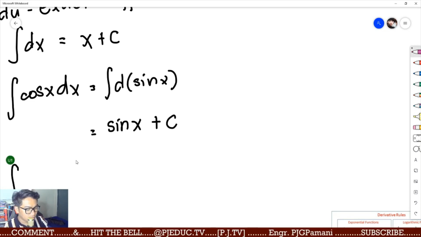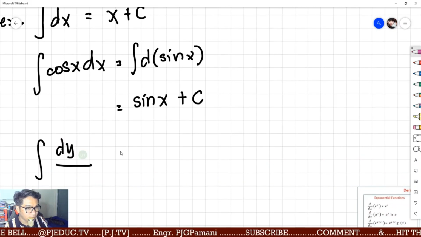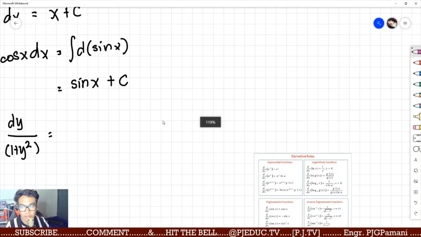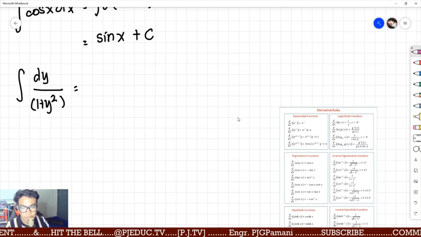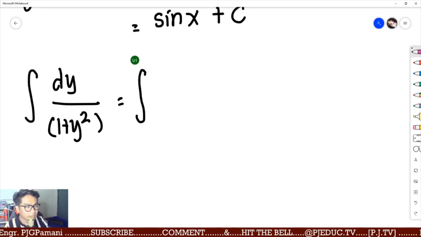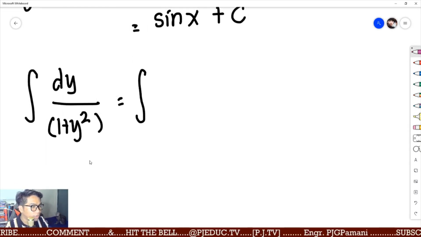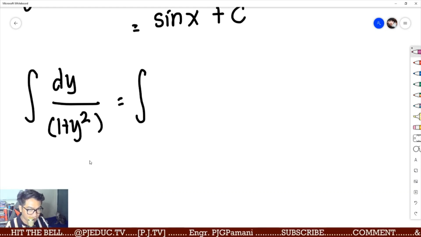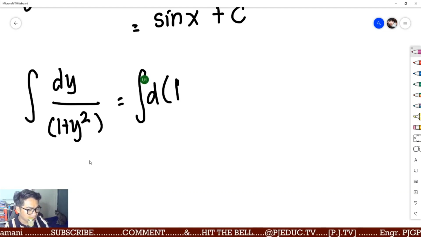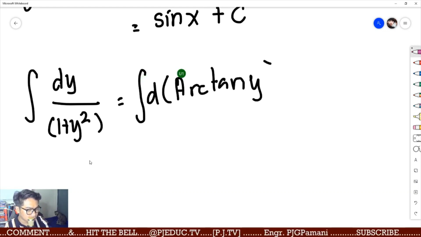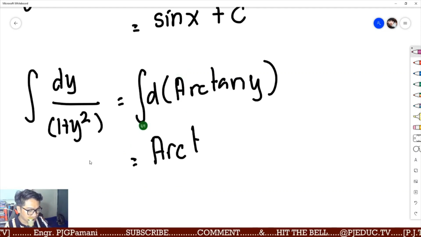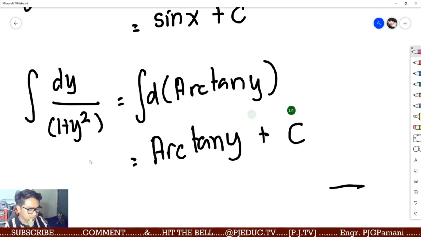Then, what if that is the integral of dy over 1 plus y squared? Remember again your differential rules. The derivative of arctan is basically 1 over 1 plus y squared. Therefore, the integral of 1 over 1 plus y squared is basically arctan. So, our final answer should be arctan y plus again your integration constant.